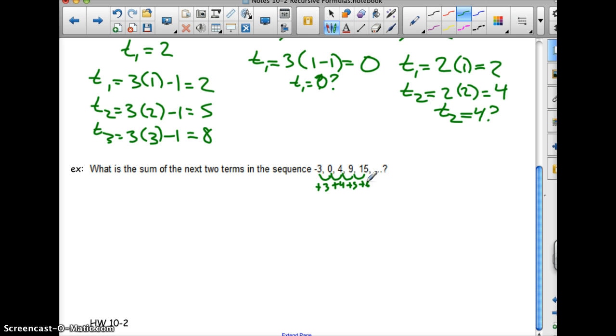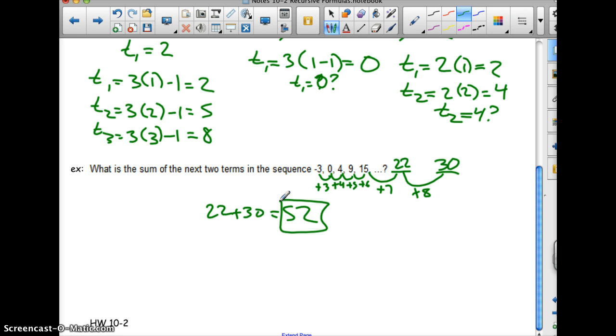And I think you can predict the pattern and see what it will be to get to that next term, and then to the next term after that. Well, I'm going to have to add 7. 15 plus 7 is going to give you 22. And then what am I adding to that? Probably 8. And then it wants to know the sum of the next two terms. So I just need to know what 22 plus 30 is, which comes out to be 52, the sum of the next two terms.